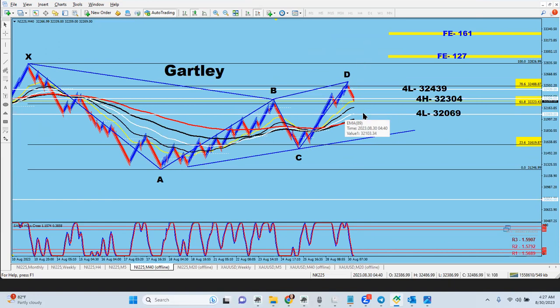So this girdle needs to be a failed girdle. This is not supposed to be going all the way down. Then my count is wrong, right? So if my count is good, it will probably bounce from one of these area levels here, 32,304 or 32,069. Somewhere there it is going to bounce and go to the upside. Then the target for wave 3 would be 127 or 161 in this area. All right, so a little drop, bounce, going into this area.